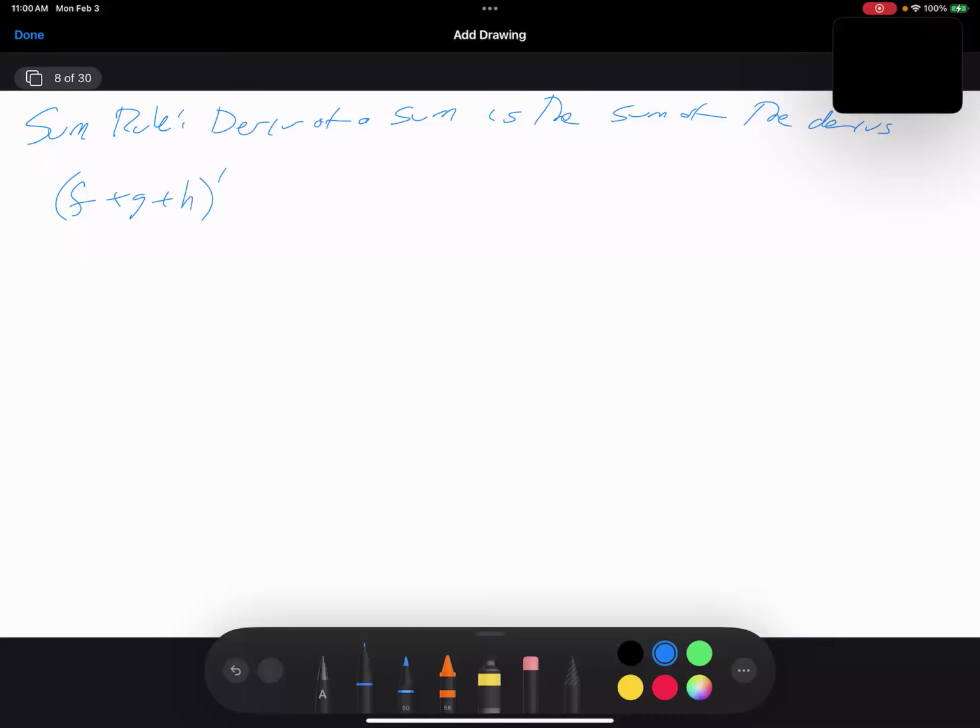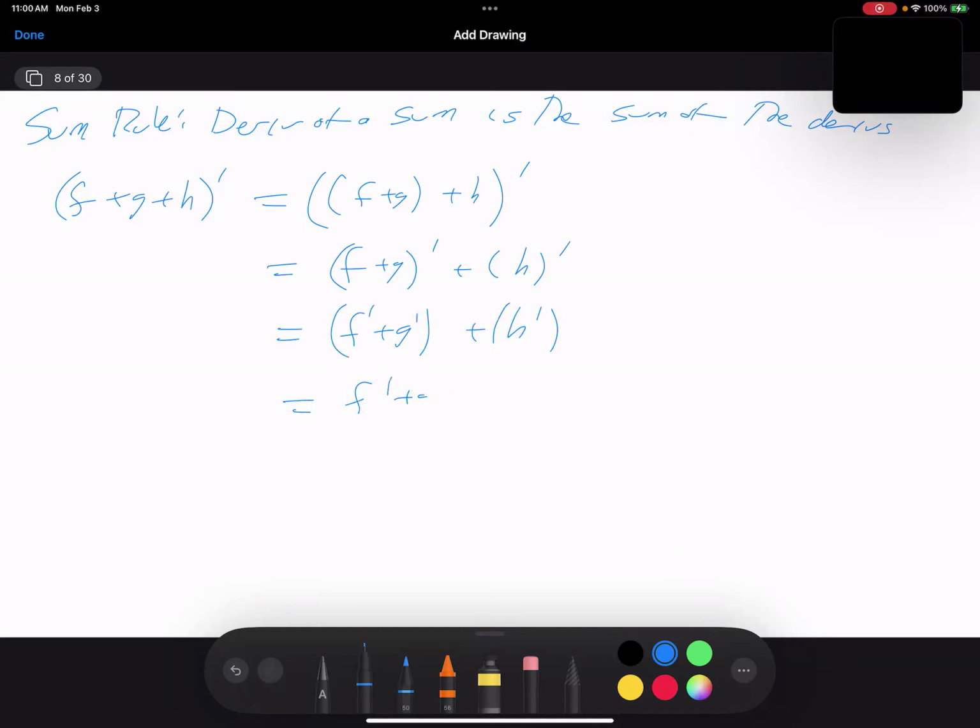normally I don't think this is proven carefully. What you really have to do is write this as f plus g plus h prime. And now we can use the sum rule because it's just 2 functions. And then this is a chance to use all those different rules. And now this is just f prime plus g prime plus h prime. So the question is, what if you have an infinite sum?